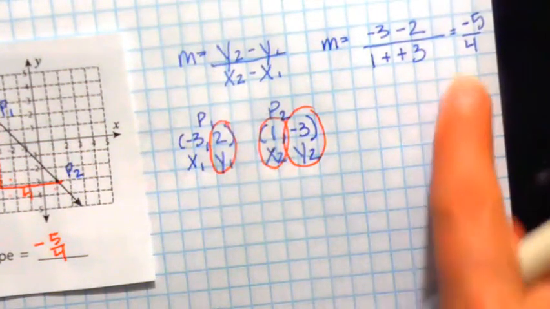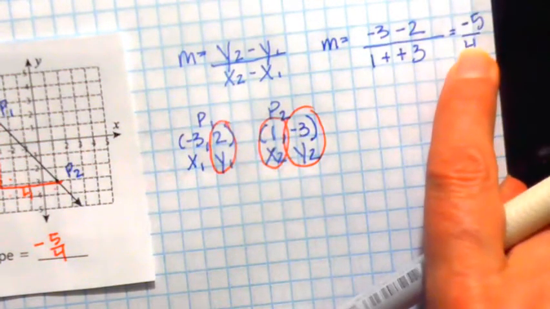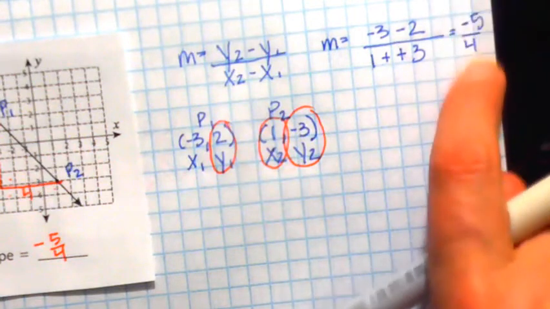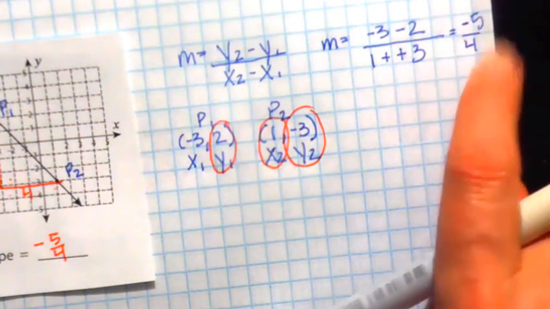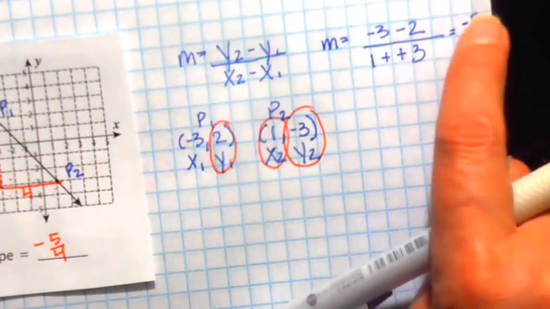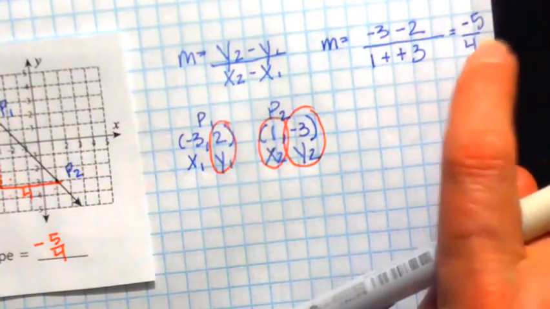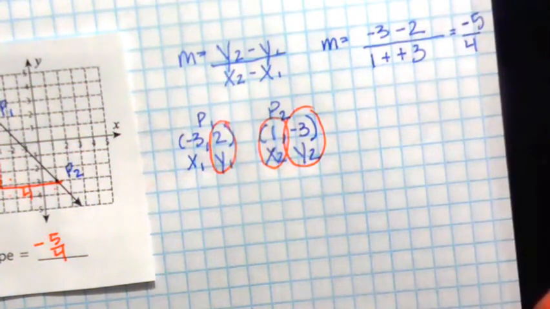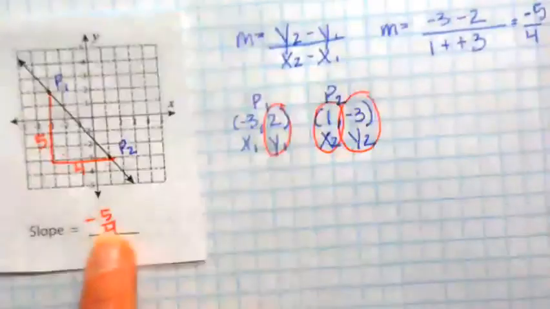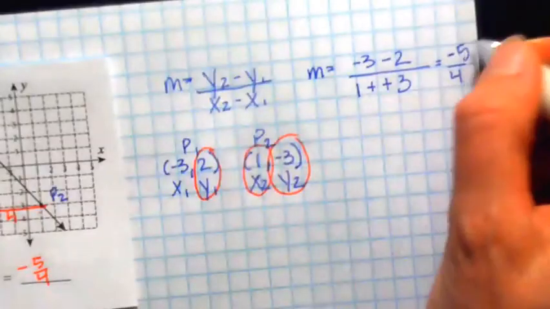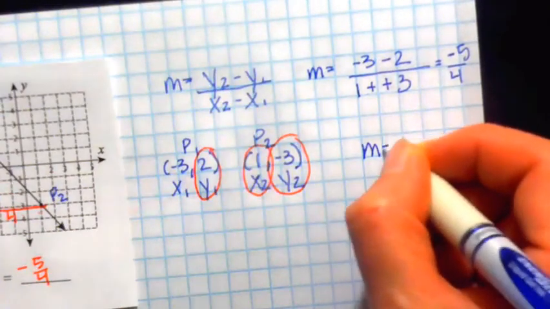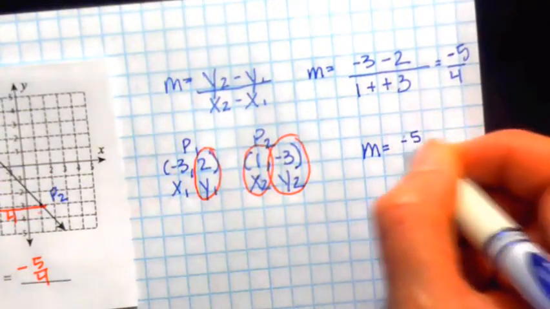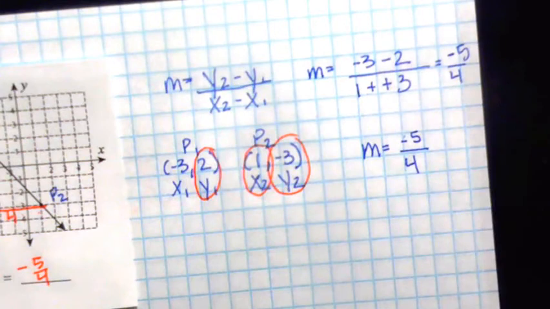And unlike the last problem where I had 2 negatives, remember, a fraction is basically division. This is the same thing as -5 divided by 4. I only have 1 negative. So a negative divided by a positive is negative. So I keep -5/4. They match up. So my final answer is the slope is -5/4.